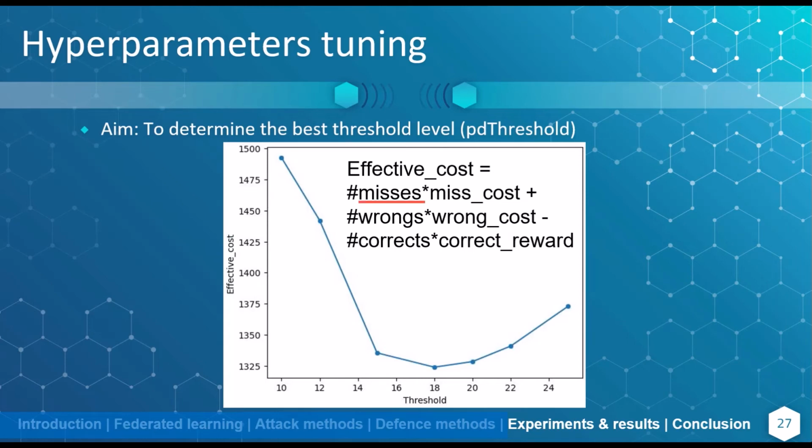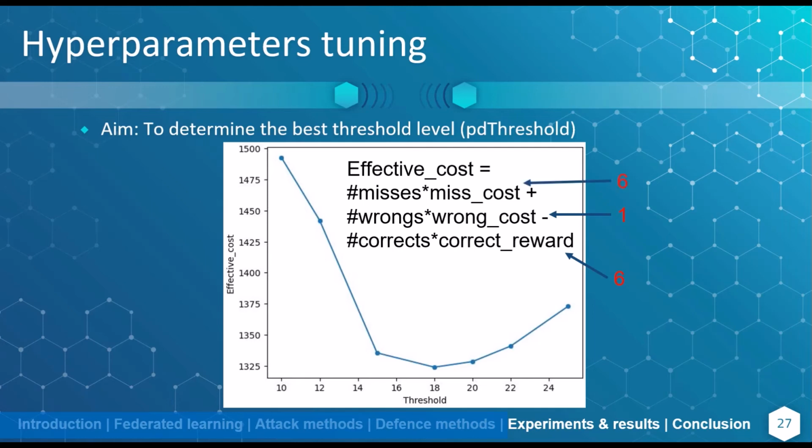A miss refers to a malicious participant that PDGAN missed. A wrong refers to a benign participant wrongly purged by PDGAN. And a correct refers to a malicious participant correctly purged by PDGAN. Each wrong purge was assigned a cost of 1, while each correct purge was assigned a reward of 6. This is to discourage the purging of more than 5 participants just to eliminate a malicious one as it will slow down the model training.